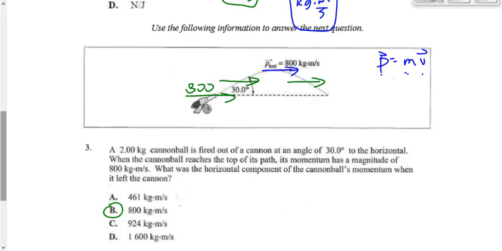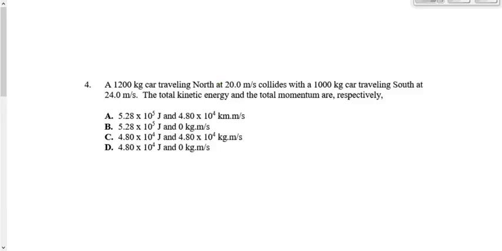And finally, number 4, you guys actually did a pretty good job on number 4. The most work of any of the questions. It says a 1,200 kilogram car traveling north at 20 collides with a 1,000 kilogram car traveling south at 24. Find the total kinetic energy and the total momentum of this system. Red pen, what am I pulling that out for?